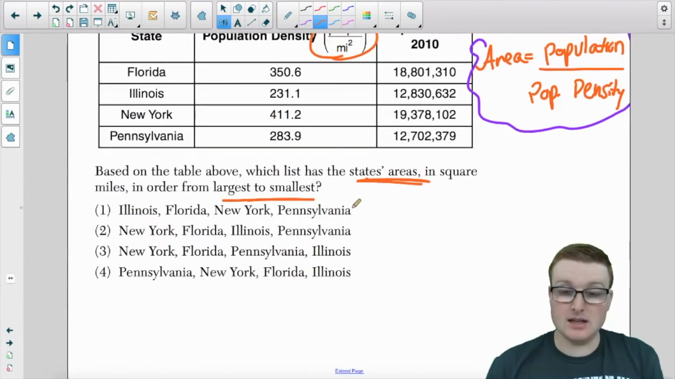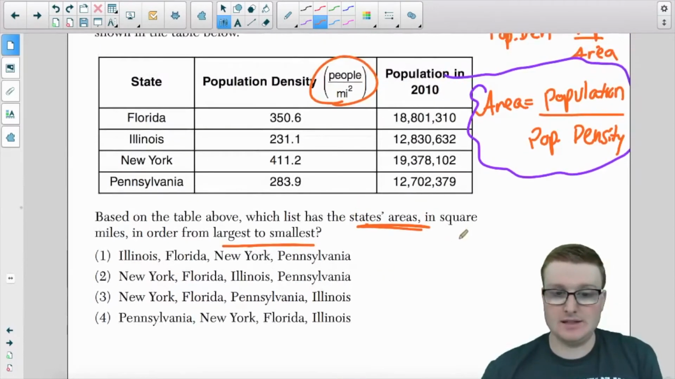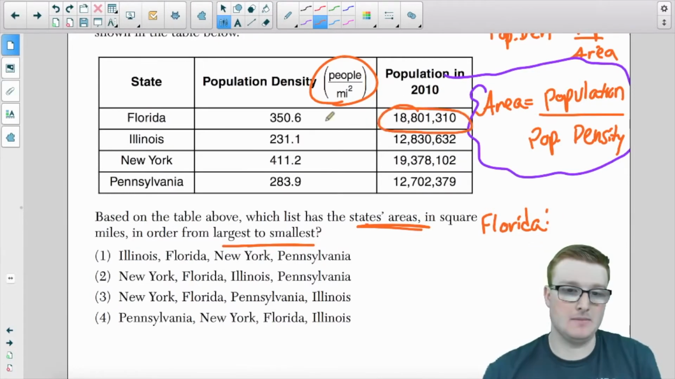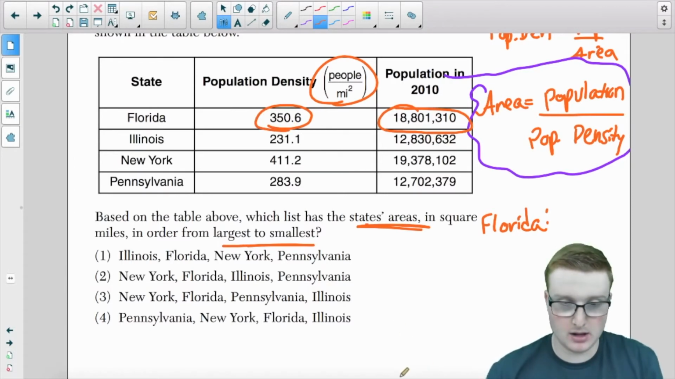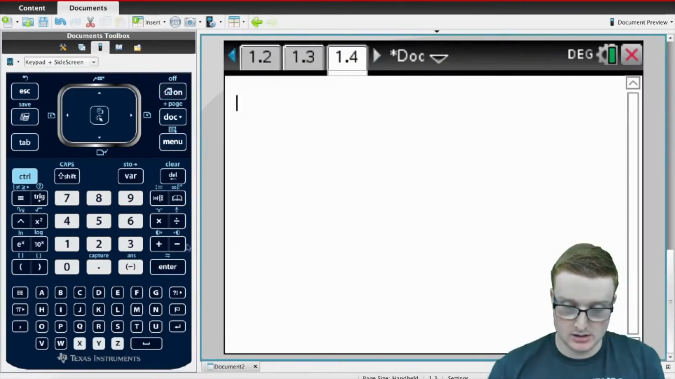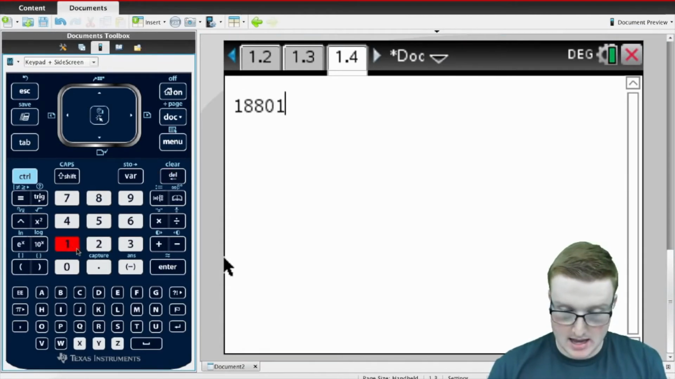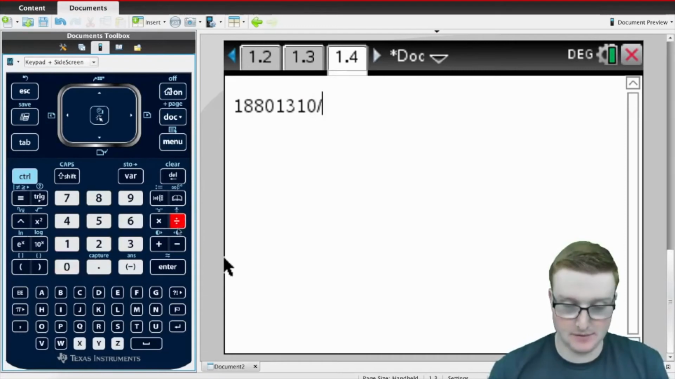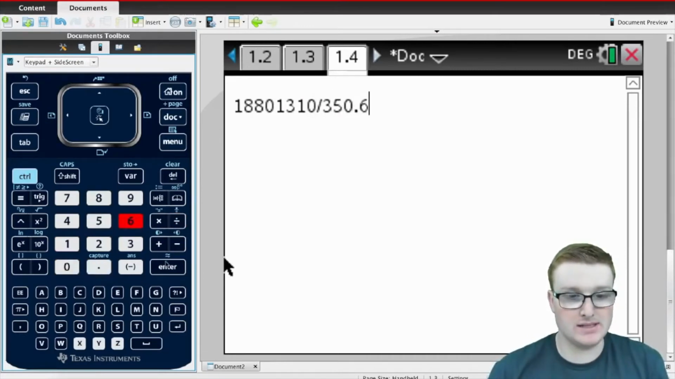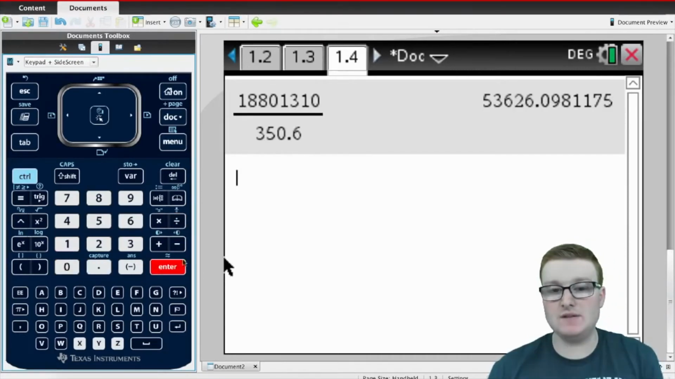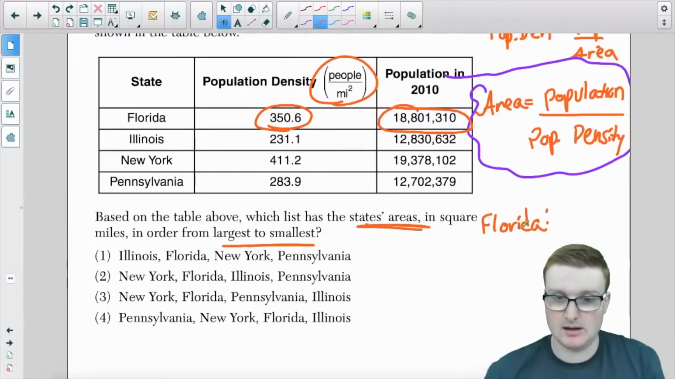So let's take a look here. Let's calculate the area of all the states. Let's calculate the area for Florida. The population in Florida is that many people, and this is the population density. I'm going to plug that into my calculator. So we get 18,801,310 divided by 350.6. That yields an answer of 53,626.